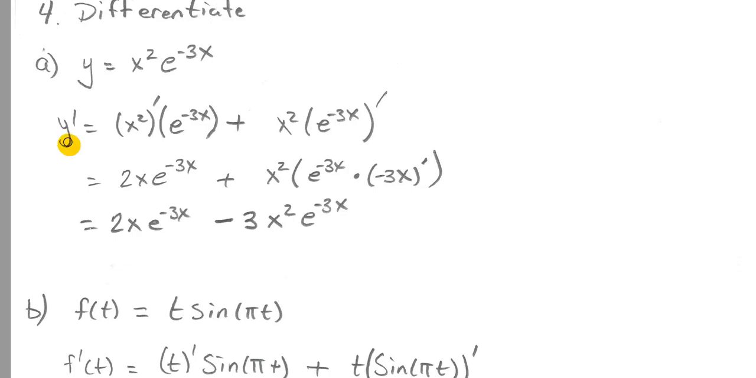When I find the derivative, I have to use the product rule. So I take the derivative of the first thing, I leave the second thing alone, plus leave the first thing alone and take the derivative of the second thing.